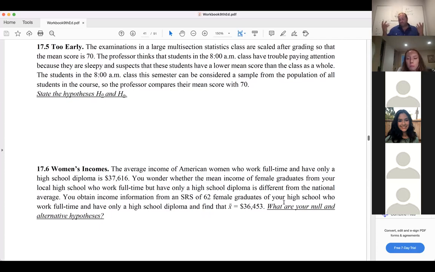So what I would like to see in chat is just the symbol that you would use for the null hypothesis, then a comma, and then the symbol that you would use for the alternative hypothesis. Again, I want one symbol here. I'll give you an example of what I mean. This may or may not be correct.